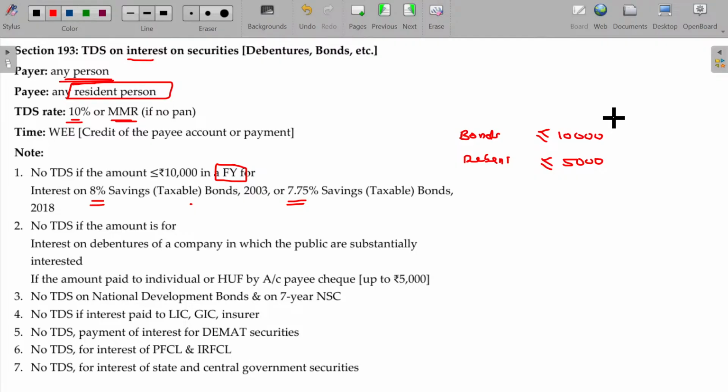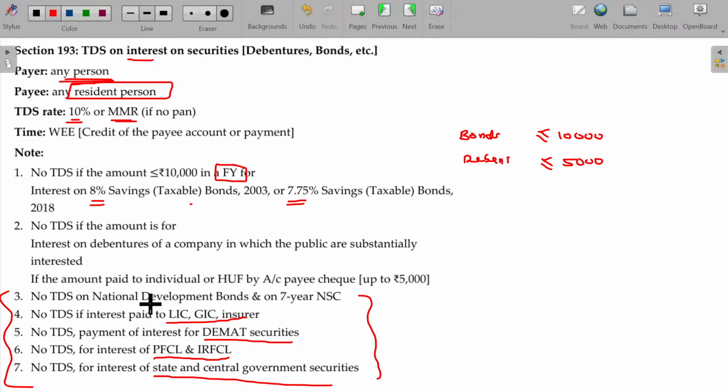Apart from that, if you are getting interest from national development bonds and LIC GIC insurer, or payment of interest for demat securities, or interest on PFC and IRFC bonds, or interest on state or central government securities, in these cases, TDS is not required to be deducted.